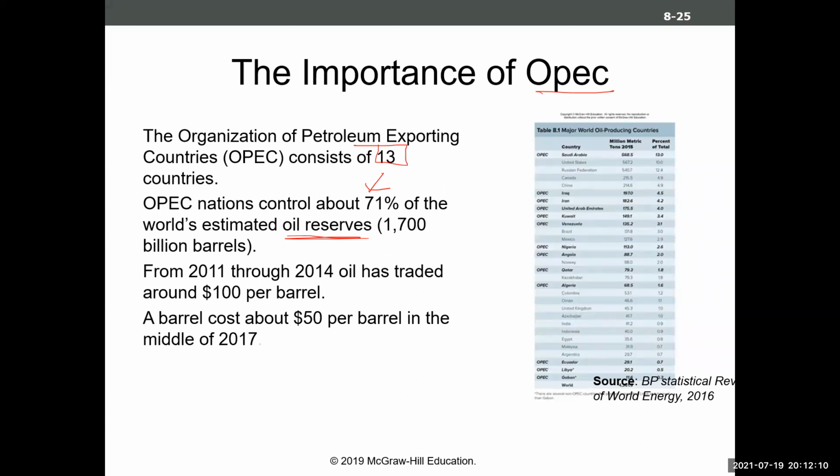From 2011 to 2014, generally the cost was about $100 per barrel. And then about the middle of 2017 it was roughly half that cost, so about $50 per barrel. Now this table here shows you countries that are some of the major oil producing countries, and then it shows you if they are part of OPEC. Right, so it's those countries there. And then it also shows you the percent of the total that their oil reserves contain.